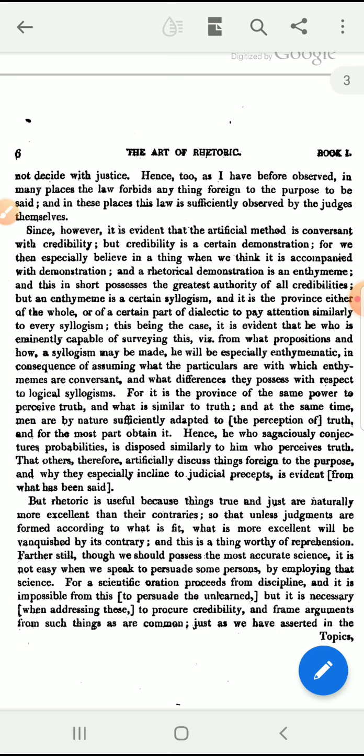Aristotle continues and says, "But rhetoric is useful because things that are true and just are naturally more excellent than their contraries." And this is a key principle in this entire study and in all reasoning and speaking and arguing. Rhetoric is useful because things that are true and just are naturally more excellent than their contraries, so that unless judgments are formed according to what is fit, what is more excellent will be vanquished by its contrary, and this is a thing worthy of reprehension.